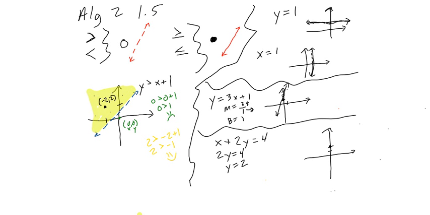Now we'll let y equals 0, so x plus 2 times 0 is nothing. So you know what, I don't even need that plus sign. So x equals 4. So 1, 2, 3, 4. Those are 2 points.